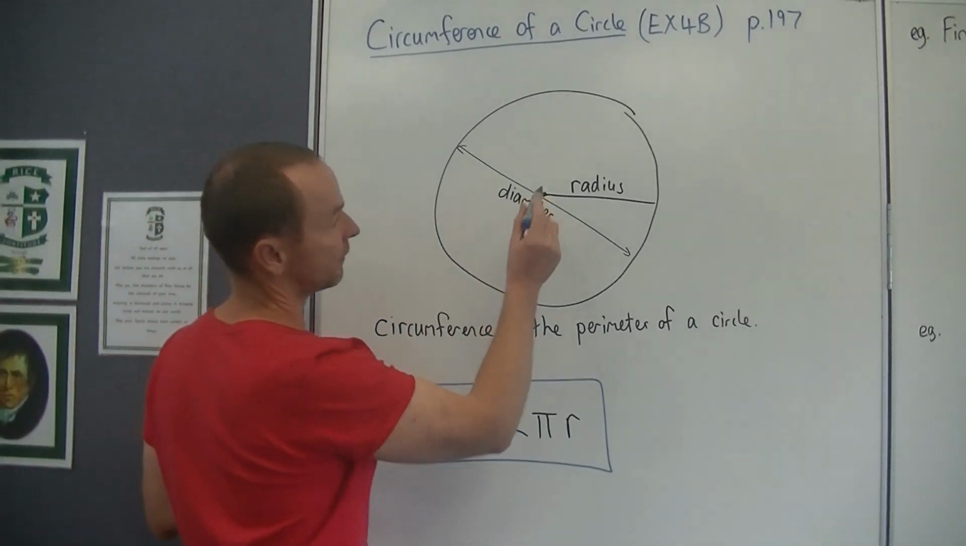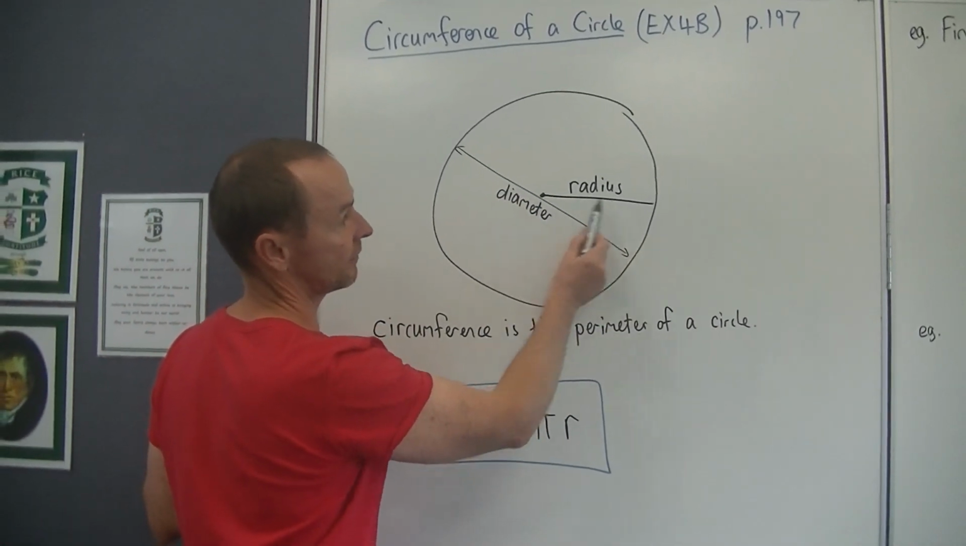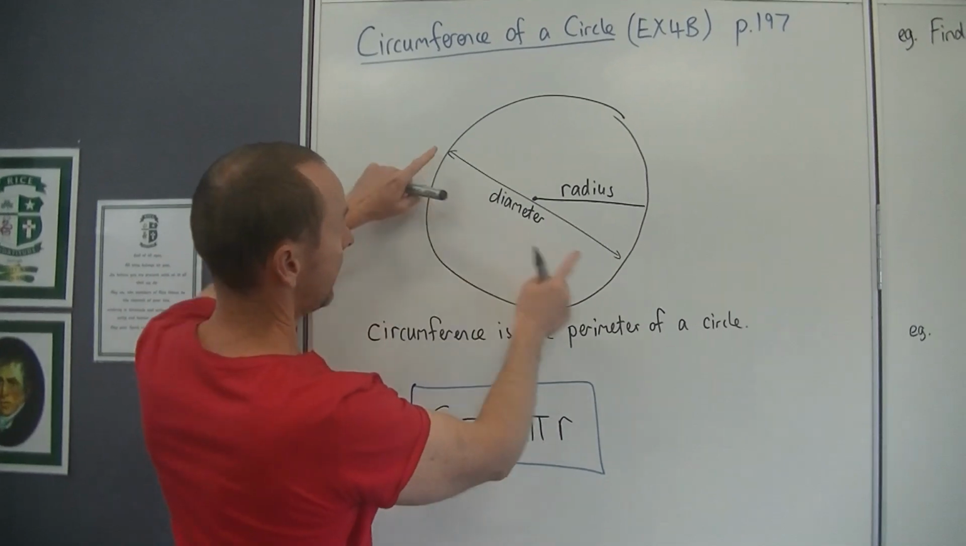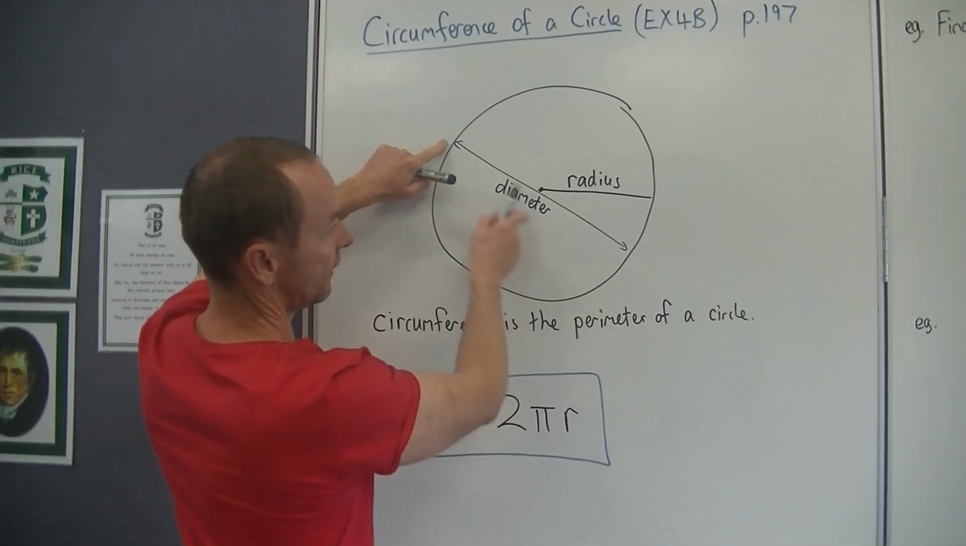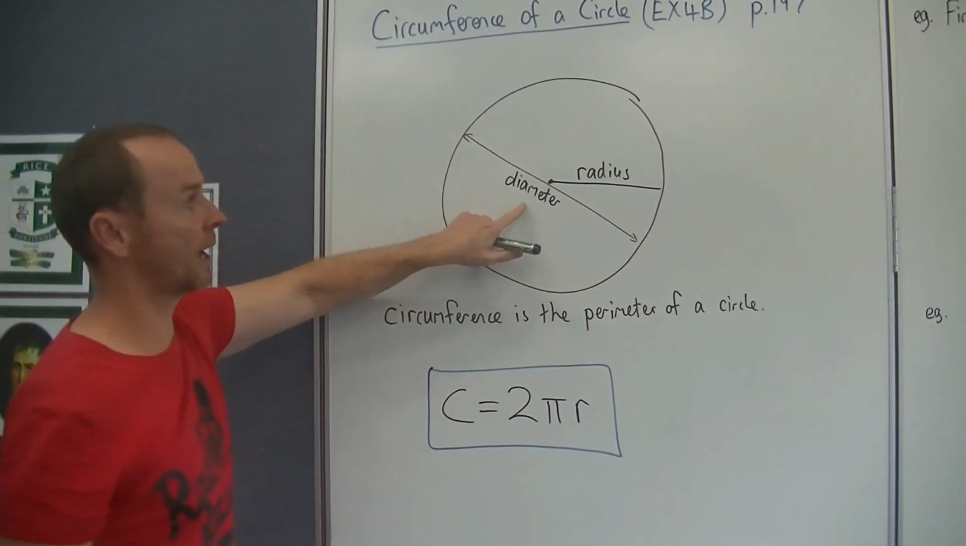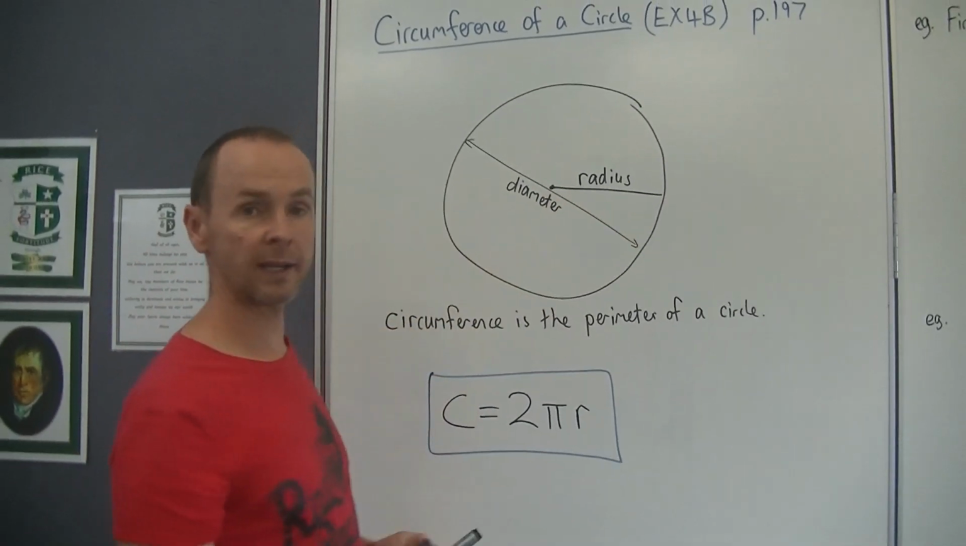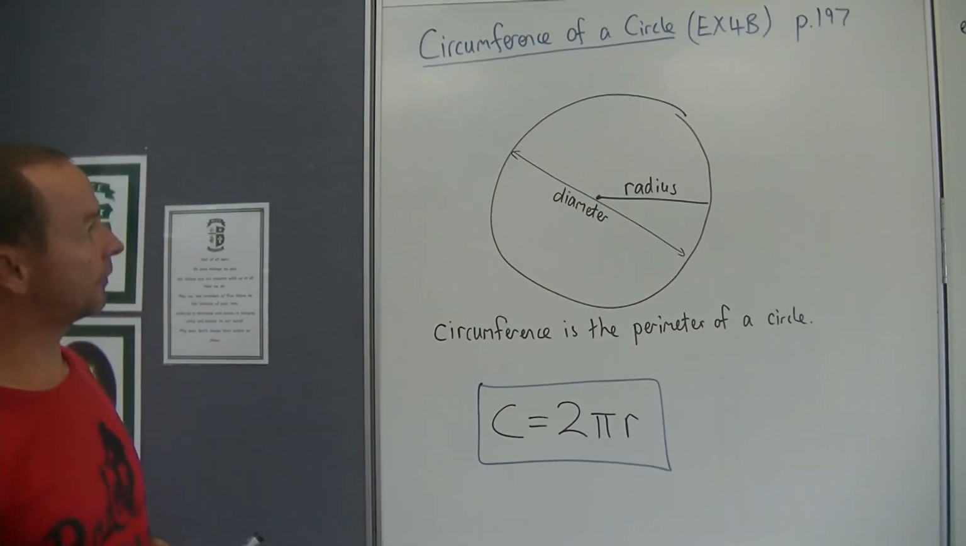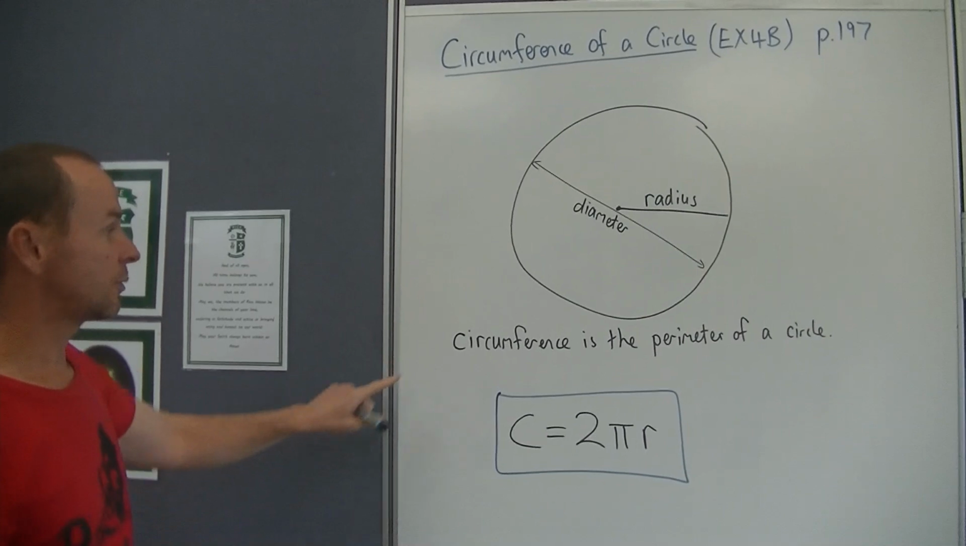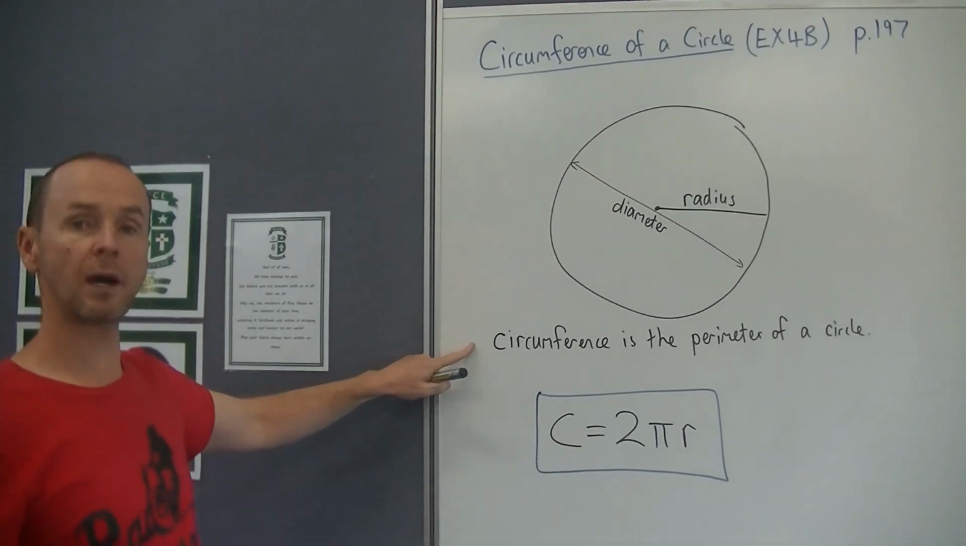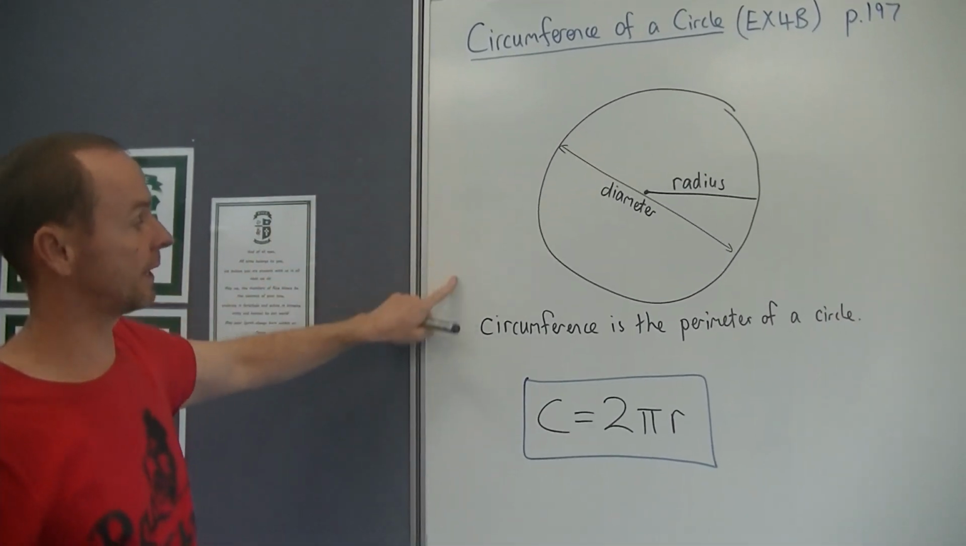From the centre of the circle to the outside edge is called the radius, and from 2 points on either side that goes through the centre is a diameter. And the diameter is actually 2 lots of the radius. And you should know that from year 7 anyway. So I've said circumference is the perimeter of a circle. So hopefully you've copied down those notes.